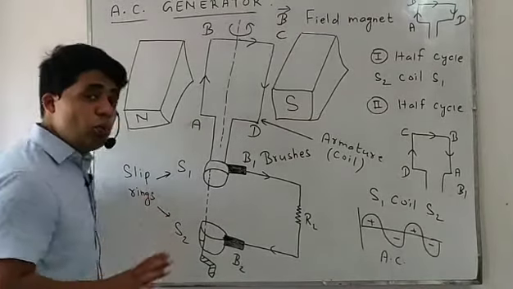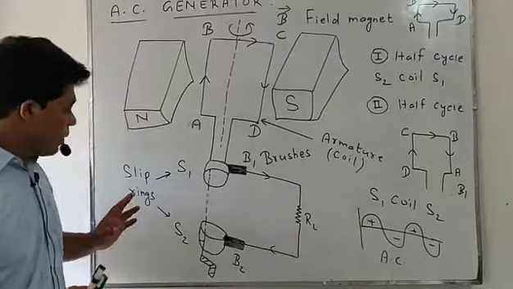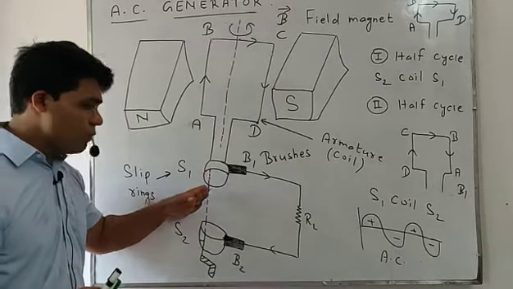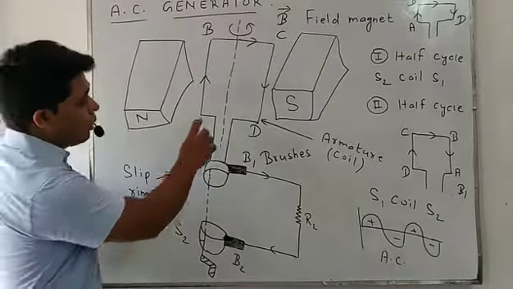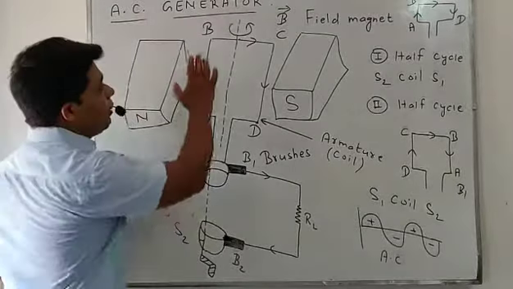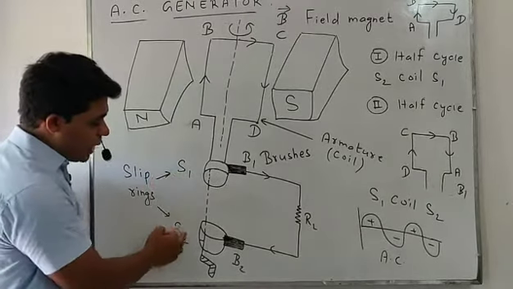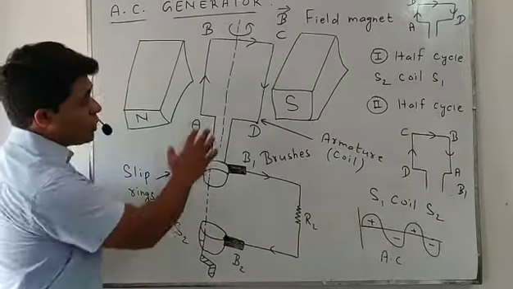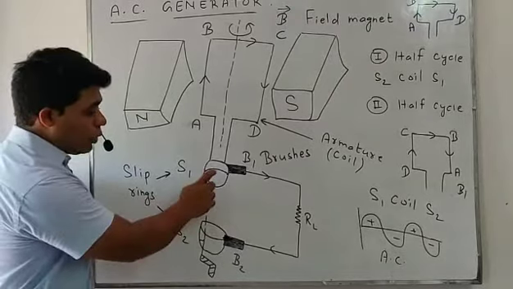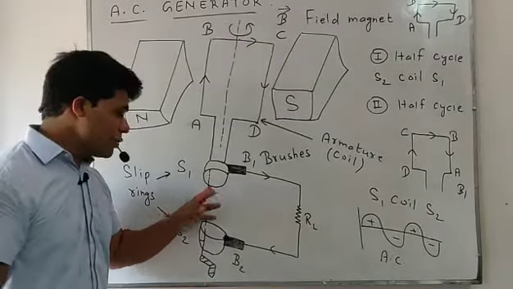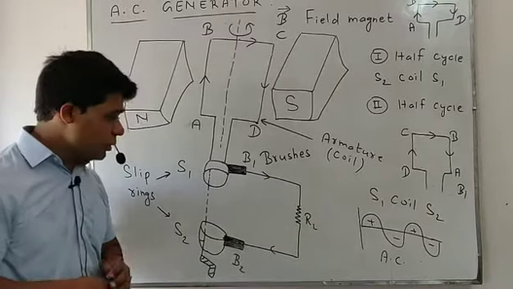We have two brass slip rings. Okay, they are made of brass. S1 and S2 are connected on the same axis. When the armature coil A, B, C, D rotates about its own axis, in that condition S1 and S2 also rotate with the rotation of the armature coil. S1 and S2 are made of brass and are well insulated from each other.